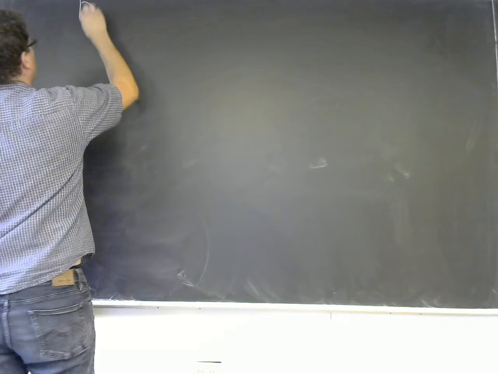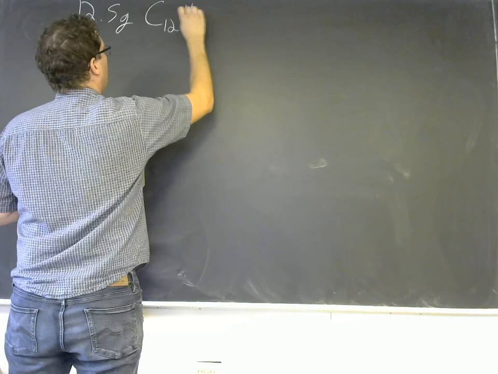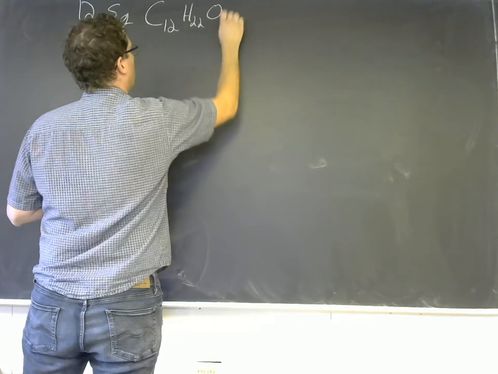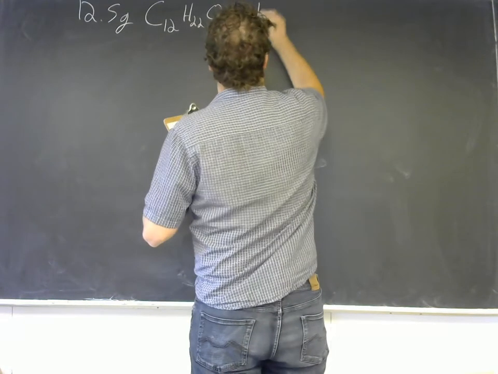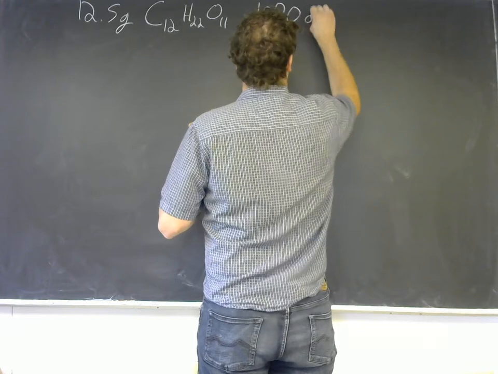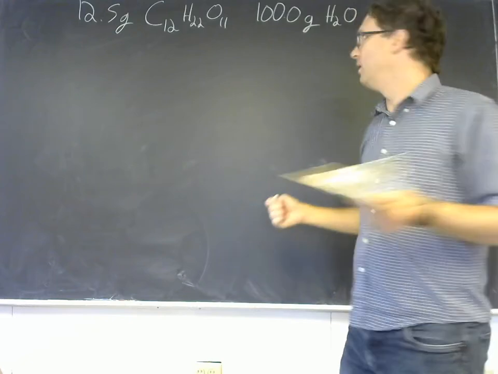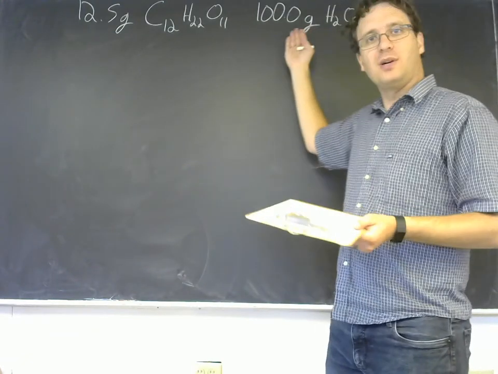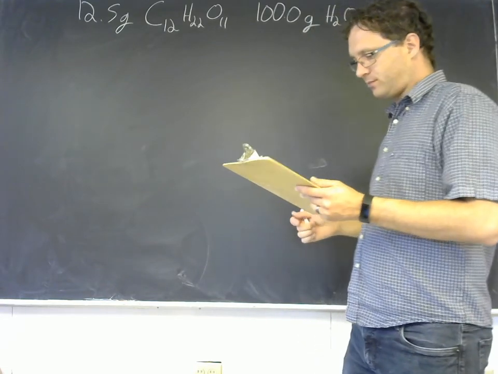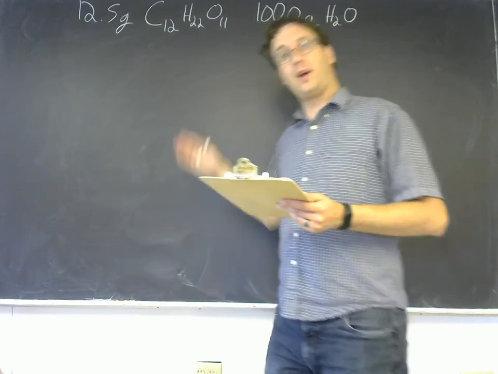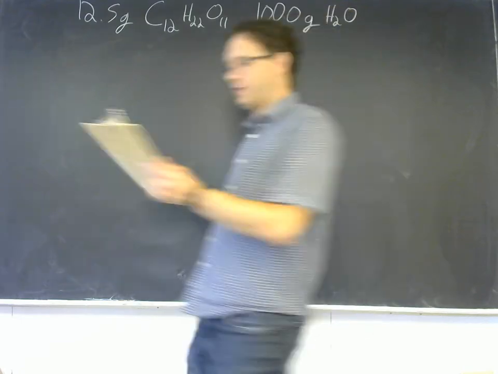12.5 grams of sugar, C12H22O11. So 12.5 grams of sugar dissolved in 100.0 grams of water. And because water has 1 gram per milliliter, this would also be 100 milliliters of water, at least at room temperature. And so we're going to calculate the concentration of this solution in 3 different ways. The first one is percent by mass.